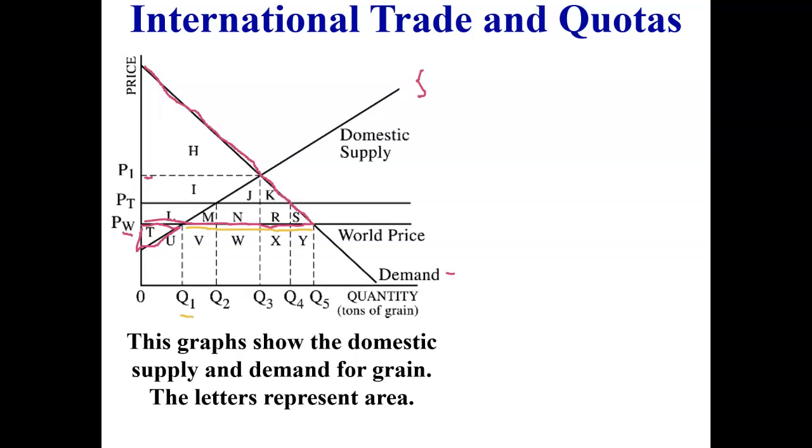So the world price is very good for consumers, because consumers are getting their quantity demanded of Q5 under the world price. The transacted quantity domestically is Q1, but including trade, it's Q5. So consumers are very happy about this, and that's why there's so much consumer surplus. Once you add the tariff on, what happens?